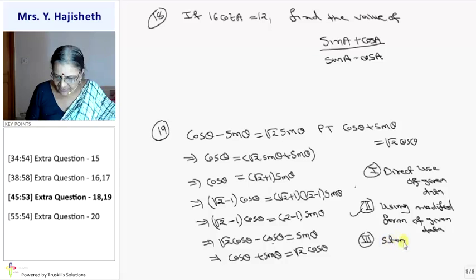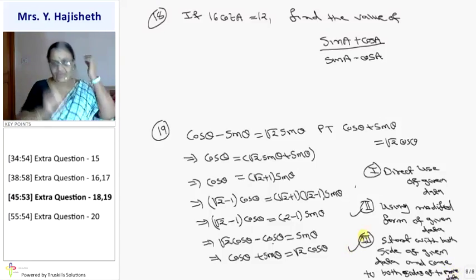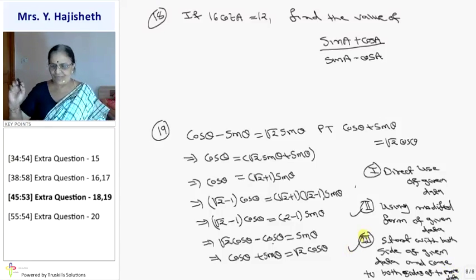Start with both sides of given data and go on simplifying till you get both sides of to prove data. Clear? So the third type of sum also we have done. Second and third types are clear.